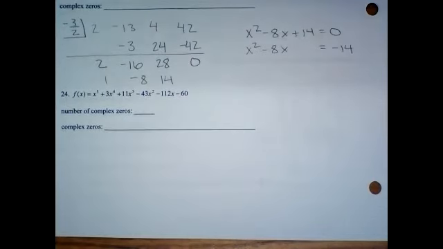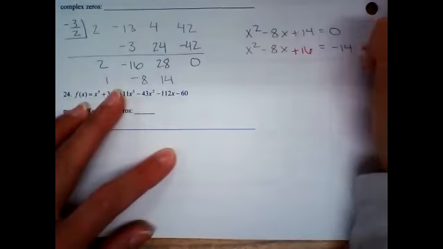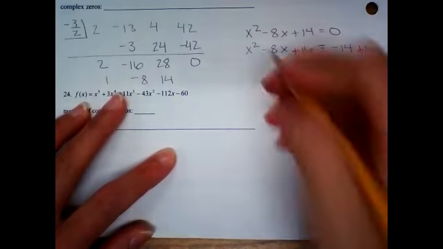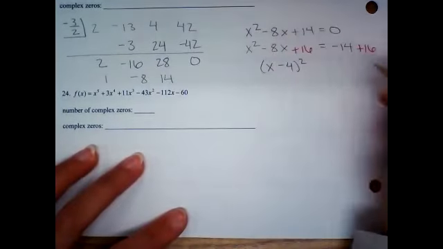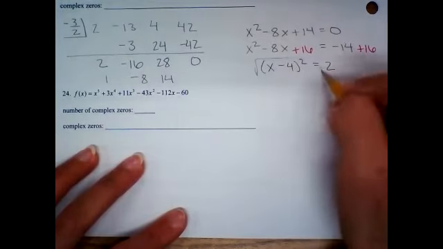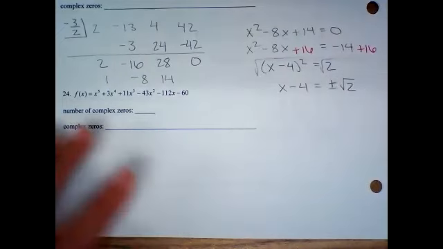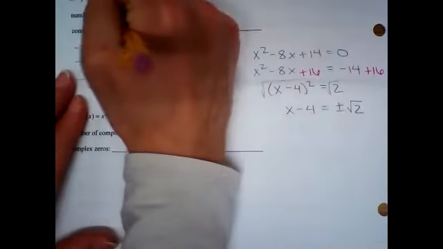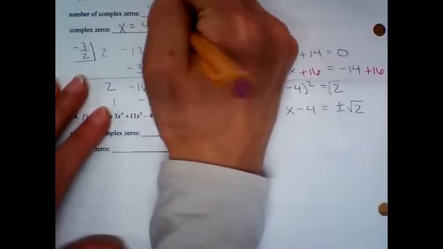So what would you add to both sides there? So this will be something squared. What's going to be the something? Good, x minus 4. This side will be 2. Square root, you'll have x minus 4 equals plus and minus square root of 2. And I'm going to write the answer on the line. You would add the 4 over. So 4 plus and minus square root of 2.